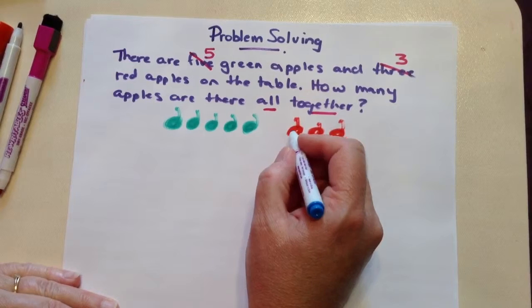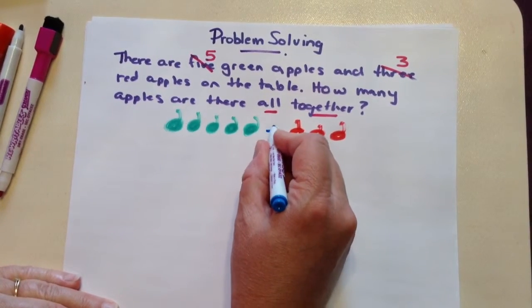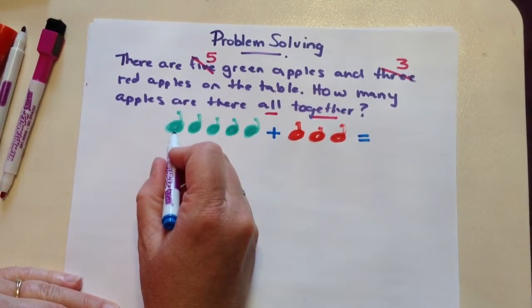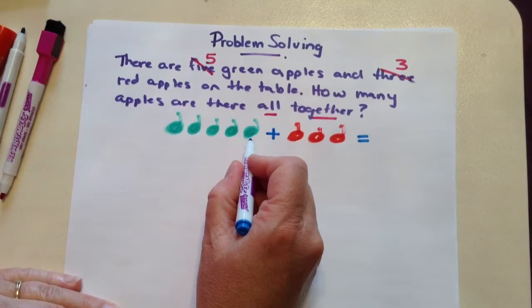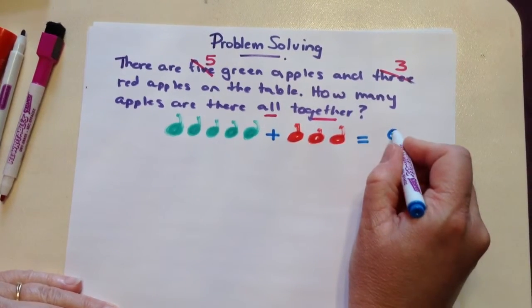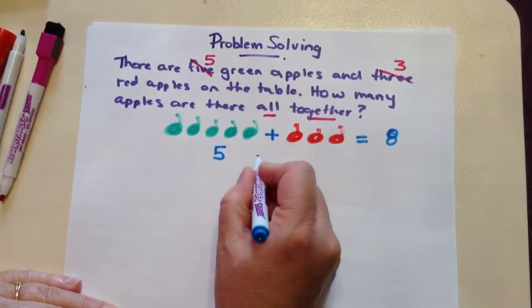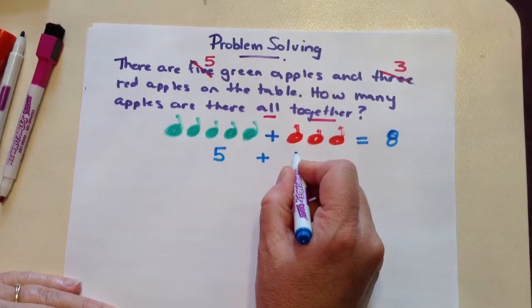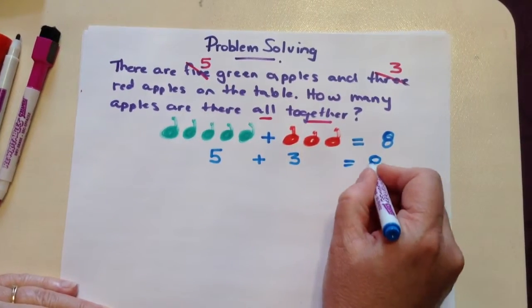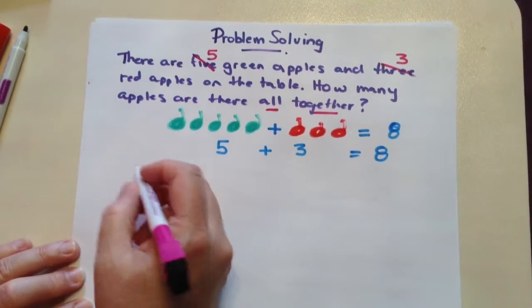Now I'm going to add my equation. So as I said, all together usually indicates an addition question. And now we're going to find out the answer. 1, 2, 3, 4, 5, 6, 7, 8. Okay, so if I was going to turn this into an equation, I would write 5 plus 3 equals 8.